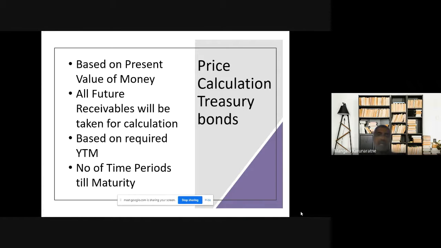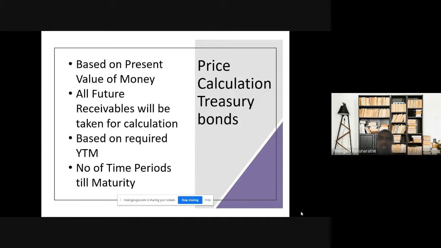I have covered this area, but I will just go through what is the basis, what is the base for this calculation, what is the principle behind this calculation, right? So the principle behind this calculation is the present value of money, right? So when we say present value of money, the theory.